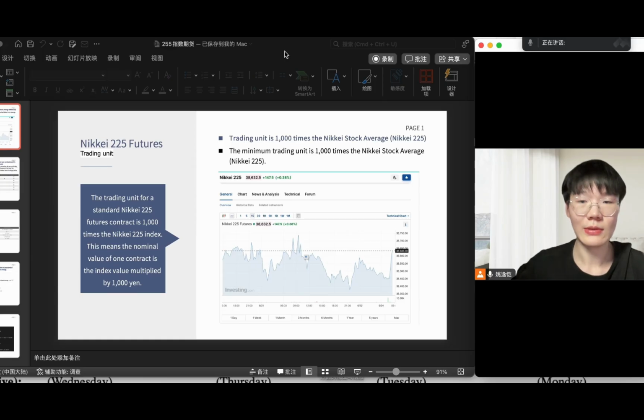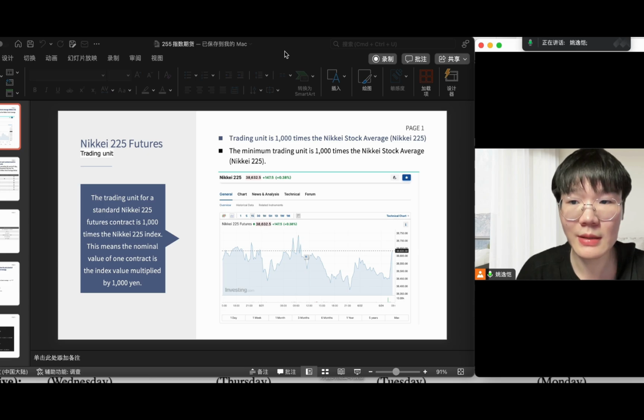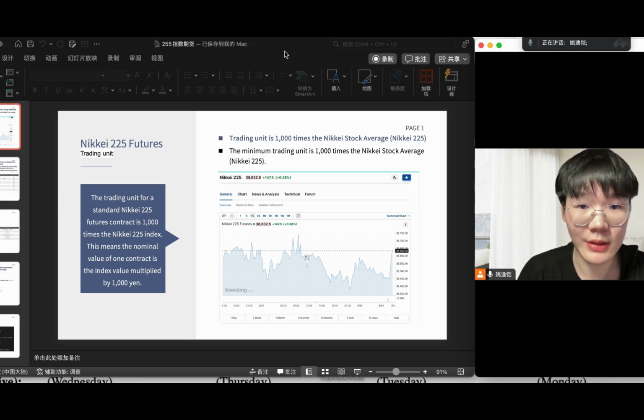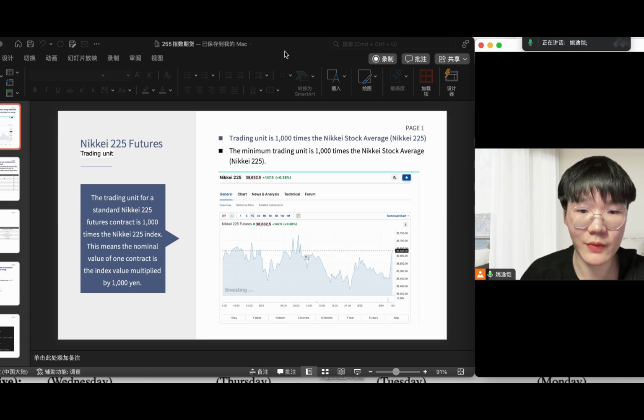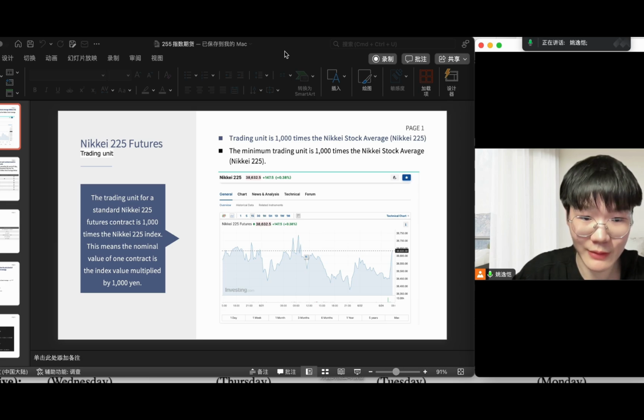Thank you. Okay, so in this part, I will talk about the Nikkei 225 index futures. Index futures use a particular stock index as an underlying asset. For the trading unit, it refers to the underlying value of each futures contract. And for the Nikkei 225 index futures, the underlying value of each standard contract is the Nikkei 225 index points multiplied by 1,000 Japanese yen.